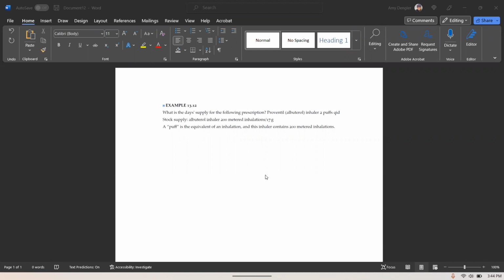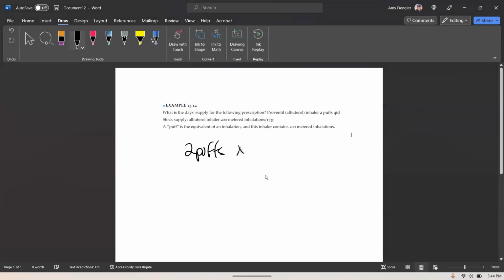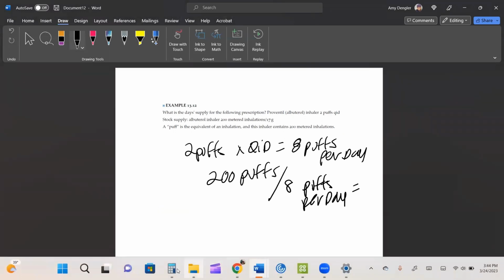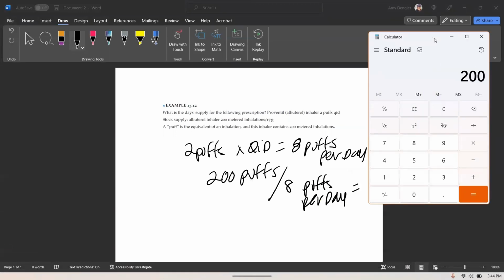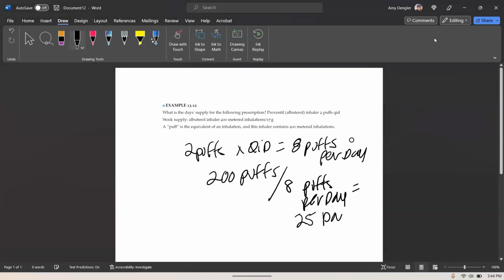So basically, just like how we've been doing, we need to figure out how many puffs they're using per day. So they're using 2 puffs 4 times a day, which means they're using 8 puffs per day. And we have 200 puffs. So now we're just going to go 200 puffs divided by 8 puffs per day, which means that that inhaler is going to last 25 days.